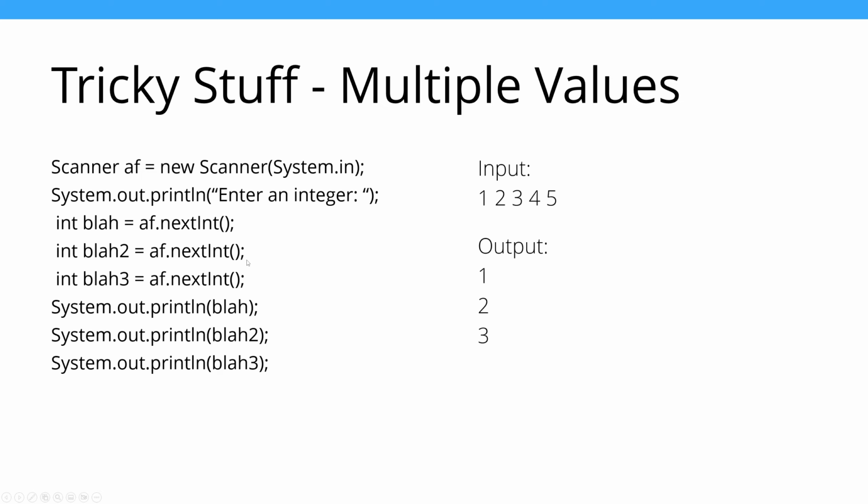The next nextInt grabs the next value up to the white space, so 2. This one grabs the next nextInt, which is the 3, up to the white space, and they assign it to their respective variables, blah, blah2, blah3. So when we print it out, it's blah, blah2, blah3. Okay, let's give it a try.